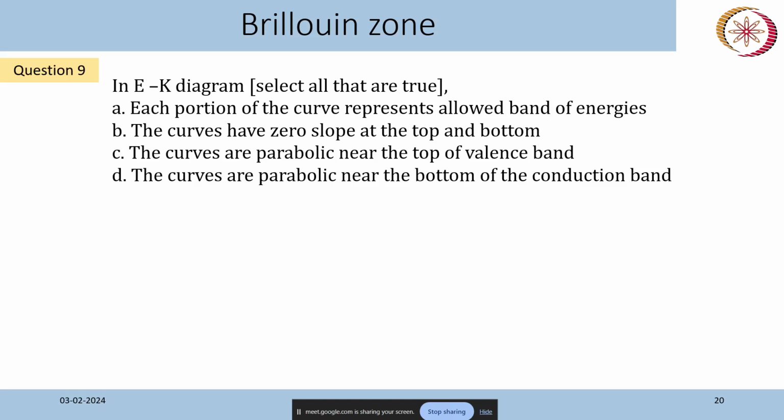Then I think the D, nature of the course is parabolic in both conditions. See what is given here. Select all that are true. There may be more than one correct answer.